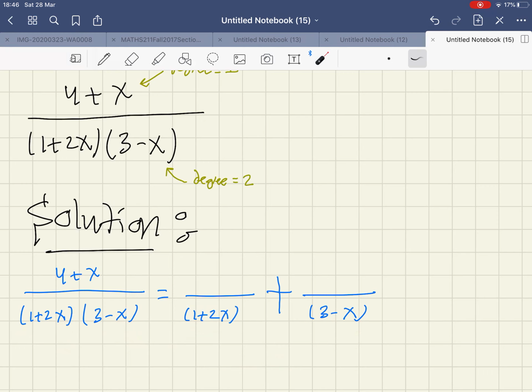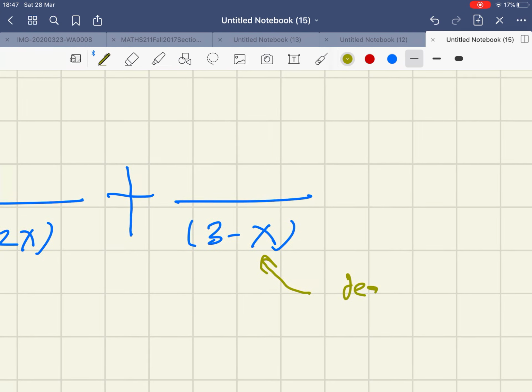Okay. Now the question is, what should I write here? And that depends on this one. What is the degree of this one? What's the degree of this or that? This is degree equal to 1. And usually if the degree is equal to 1, we call it linear factor.